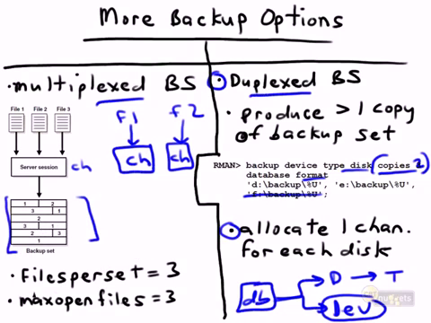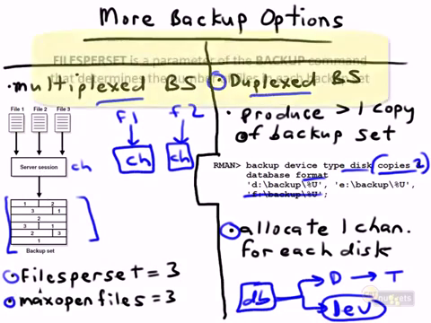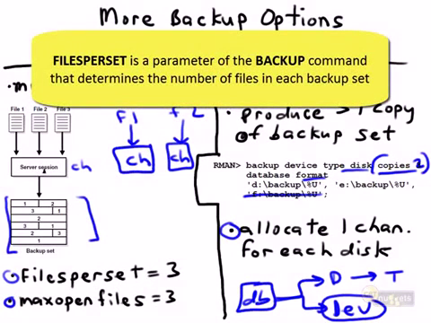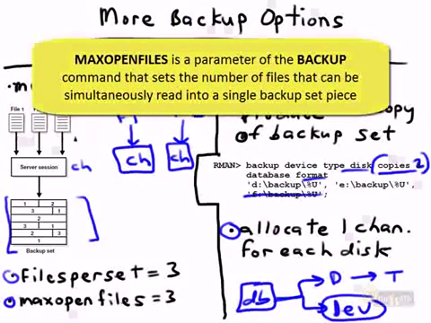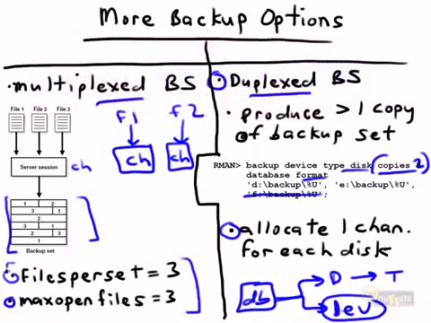What controls that are a couple parameters, files per set and max open files. So if we have this backup running with files per set 3, then we can rest assured that each channel will have up to 3 files running through it. Max open files is going to, again, constrain how many of these multi-file server sessions you can have going. So there's definitely some performance tuning elements here.